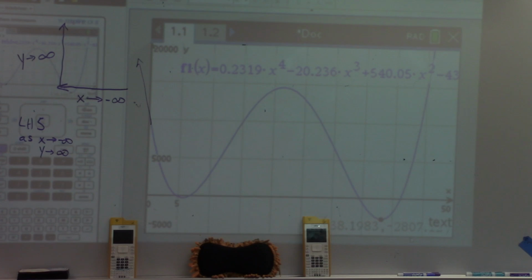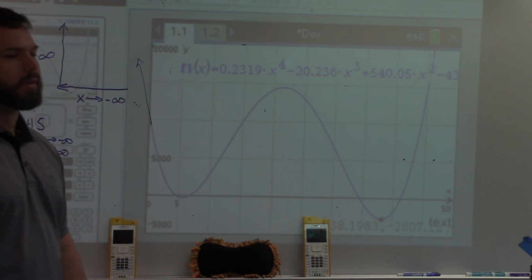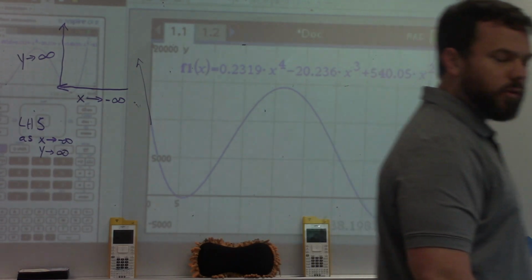Guys, if I ask you about end behavior, I need you to tell me that. Not that they're the same or they're different. You have to figure that out. And then you have to identify what the actual end behavior is. Identify what the right-hand side end behavior is.